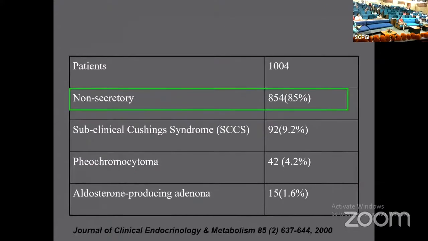Now, one should remember that the majority of these adrenal lesions are non-secretory. In one study, it was found that 85% of these lesions were non-secretory, followed by subclinical Cushing syndrome, pheochromocytoma, and aldosterone-producing adenoma. Now, this is a slightly older slide. I mean, it's almost 2 decades old now.